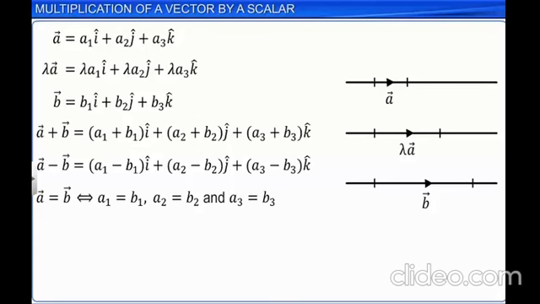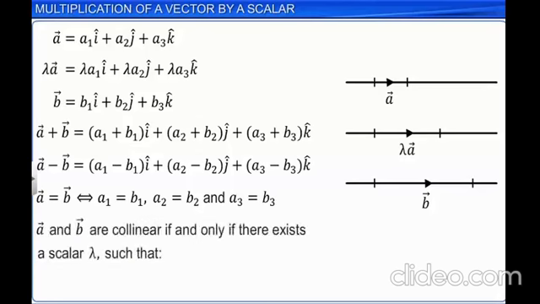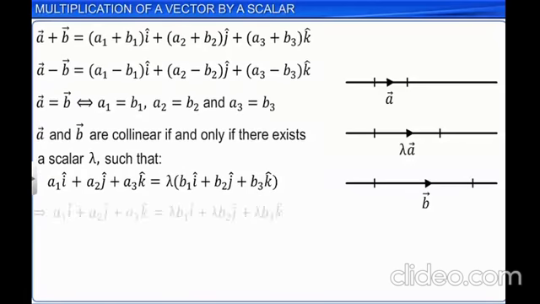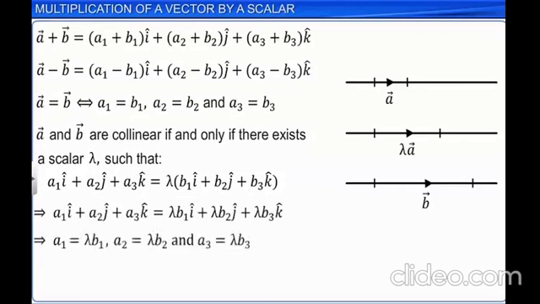The given vectors A and B are collinear if and only if there exists a scalar, lambda, such that the component form of one vector is equal to lambda times the component form of the other vector. On simplifying, we find that the two vectors A and B are collinear if their corresponding scalar components are in a constant ratio.